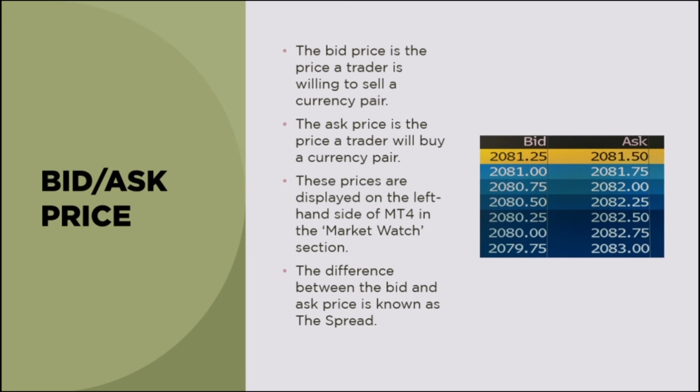Bid, let's just use the one in yellow, is 2081.25. The ask is 2081.50. So that's the difference in bid and ask.